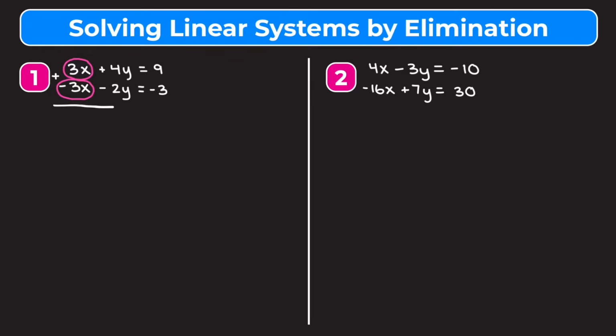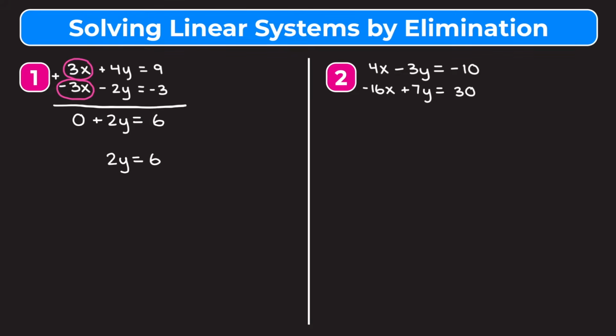And what's going to happen is when we add 3x plus a negative 3x, those are going to cancel each other out and go to 0. So we're going to get a 0 for our x terms. If we have a positive 4y plus a negative 2y, that's going to give us a positive 2y. And a positive 9 plus a negative 3 is going to give us a positive 6. So now we really have this equation, 2y is equal to 6. So we have one equation with one variable, which is pretty easy to solve.